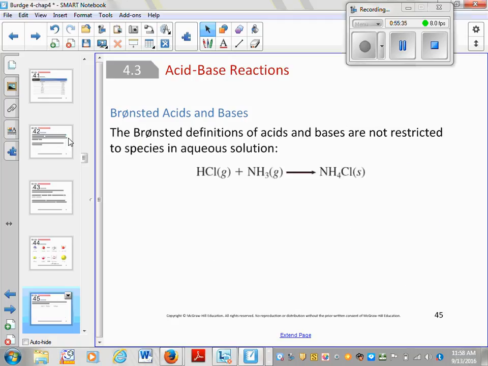So here, it doesn't have to be a solution. Here we have two gases, HCl and NH3. The NH3 takes a proton to become NH4 plus. The HCl gives up a proton and becomes Cl minus. So now you have NH4 plus, Cl minus. They come together to give us NH4Cl, which is a solid. So if I actually take some hydrochloric acid, which gives off HCl gas, and some ammonium hydroxide, which gives off ammonia, and they get near each other, you'll see this big white cloud of NH4Cl.